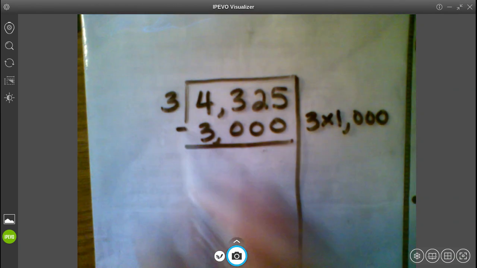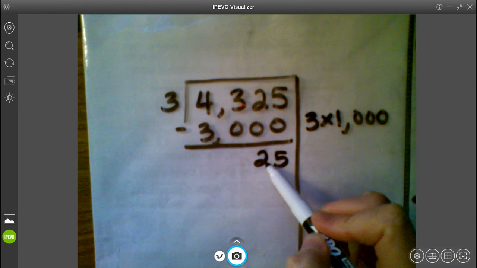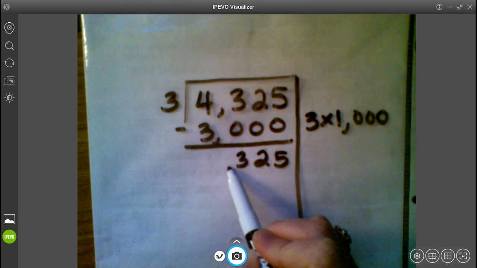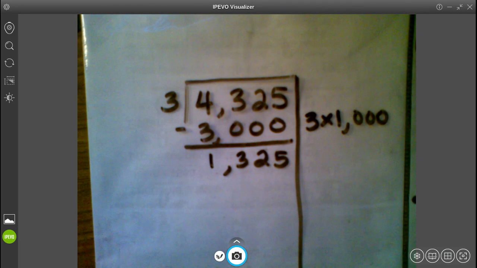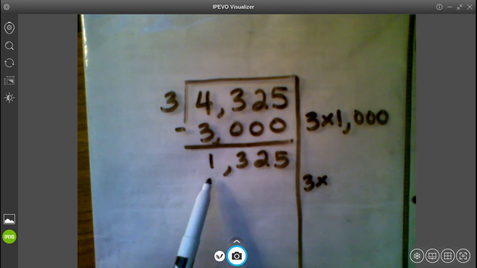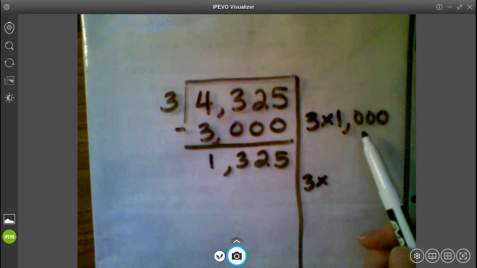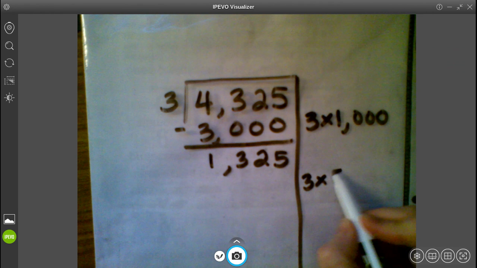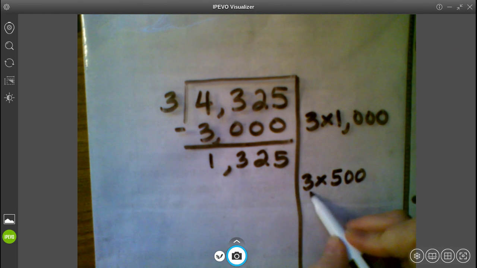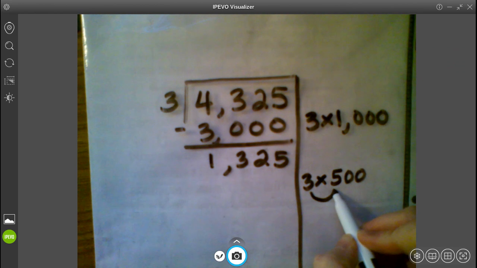Let's subtract and see what's left. In the ones place, we have 5. In the tens place, we have 2. In the hundreds, we have 3. And in the thousands, we have 1. So again, we have to think 3 times what will get us close to 1,325. 1,000 is going to be too big if we multiply by 1,000. So let's try something less. What about 500? 3 times 500. Well, 3 times 5 is 15. So 3 times 500 is 1,500.